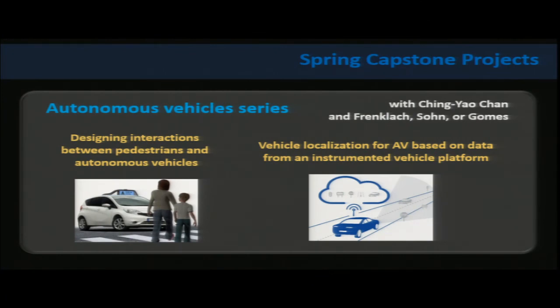There are a lot of projects. We have a series on autonomous vehicles that is in collaboration with Dr. Qingyao Chan of the PATH program here at UC Berkeley, of the Institute of Transportation Studies. There are two projects, so you would be on one of these two projects. The first project is designing interactions between pedestrians and autonomous vehicles. Professor Chan has gathered a good amount of video of people crossing the street, but really they're just jaywalking. They're just crossing the street when they're not supposed to.